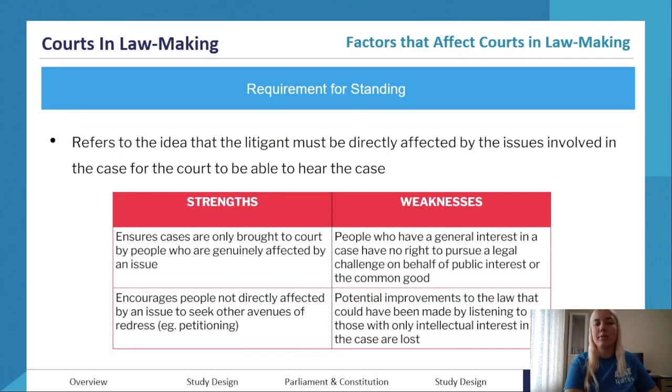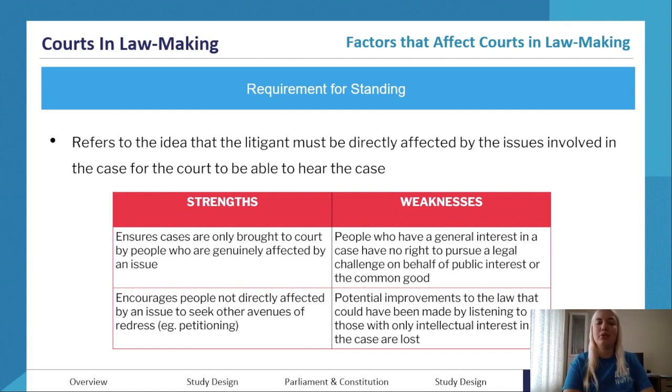And then, of course, the requirement for standing, and we said that this is the requirement that the litigant has to be directly affected by the issues involved in the case in order for the court to be able to hear the case. So I can't go to court because someone did something to my friend, or a law breached the rights of my friend. It has to be directly relating to me and affecting me. So strengths include that only cases can be brought to court by people who are generally affected by an issue, that their rights have definitely been breached in some kind of way.